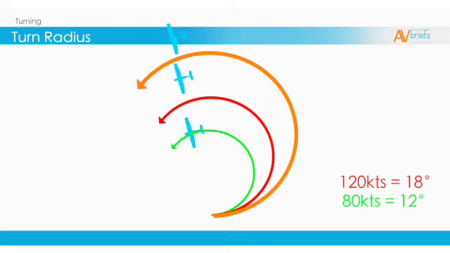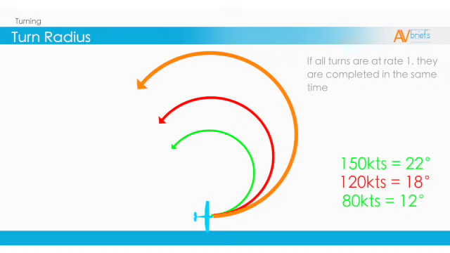You can see here that when achieving a rate 1 turn, all of these airplanes will be completing a 360-degree turn in exactly 2 minutes. So the rule is, if an airplane traveling at a given speed uses 15% of the airspeed to determine the bank angle, it will achieve a rate 1 turn. If all turns are at rate 1, they are completed in the same time. When turning at rate 1, the diameter of the turn is approximately 1% of the indicated airspeed. So, at 150 knots, the diameter of the turn will be around 1.5 nautical miles.